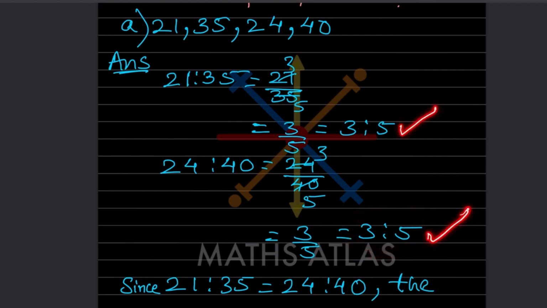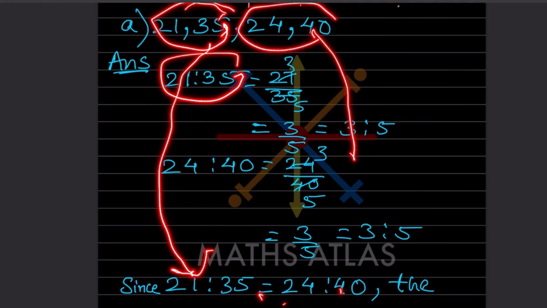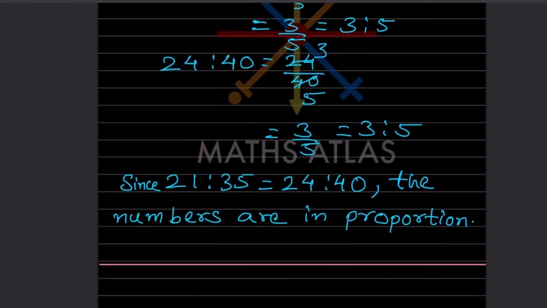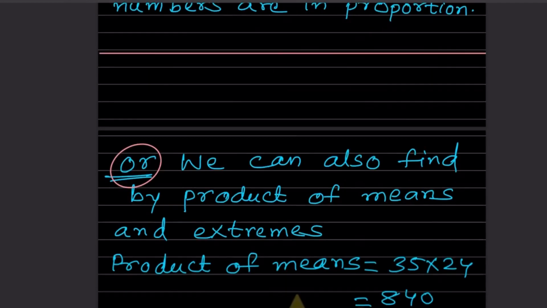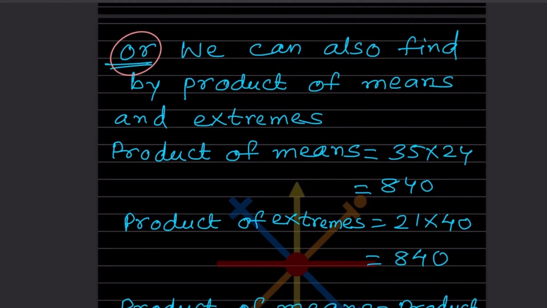So we'll write this as 21 is to 35 is equal to 24 is to 40. So we can say the numbers are in proportion because both are the same. Hope you got this one. Now we can also do the other method for this one. That was one method.